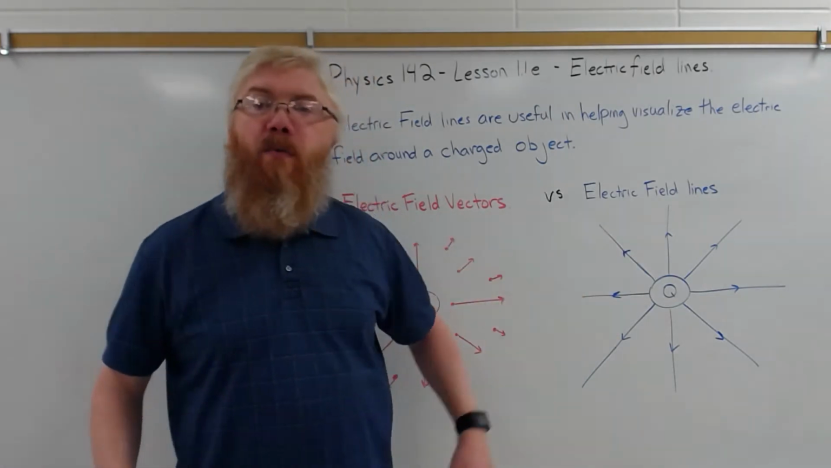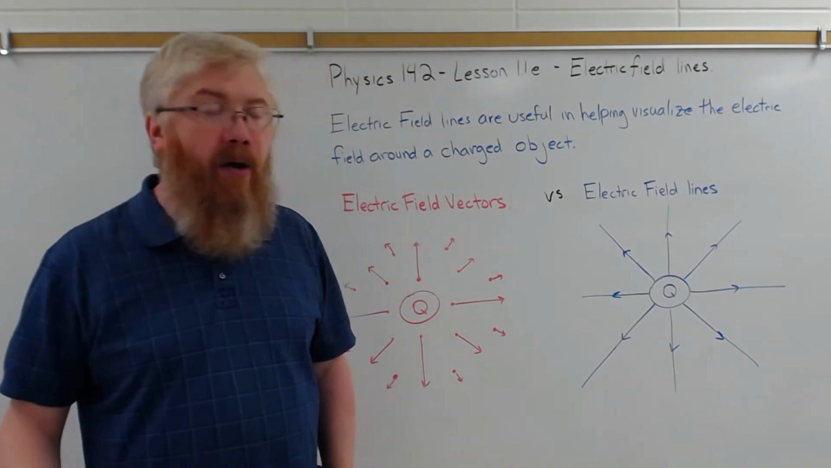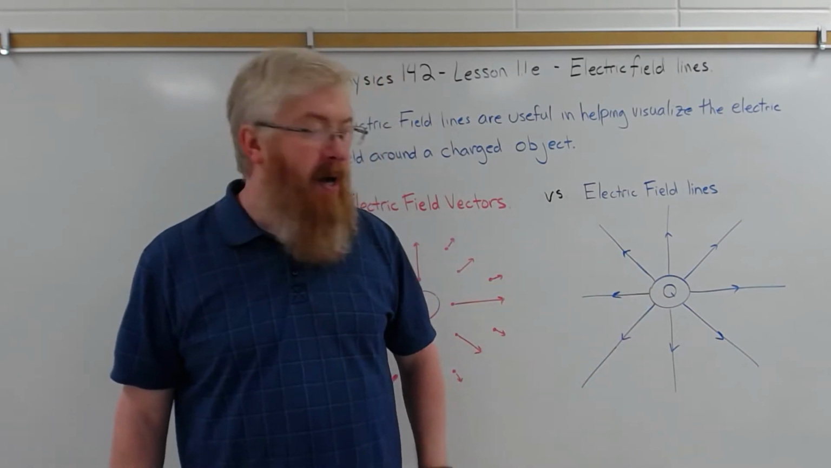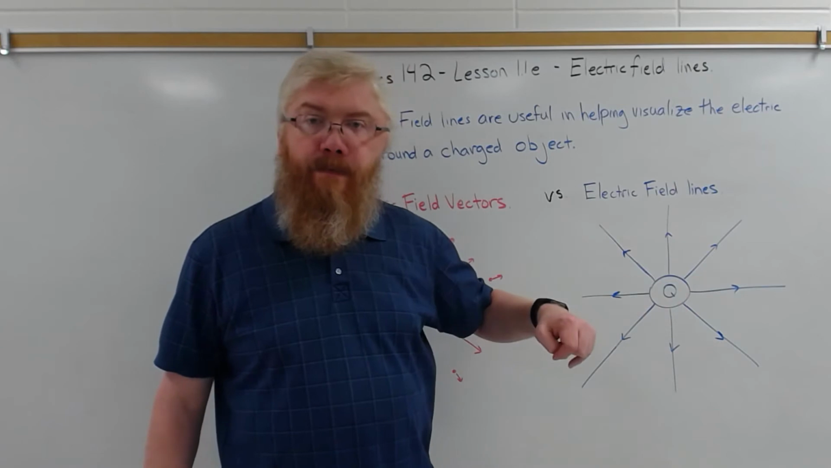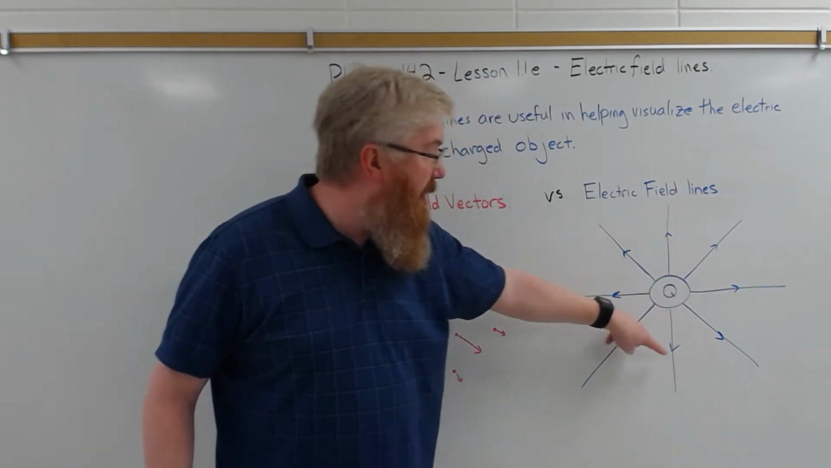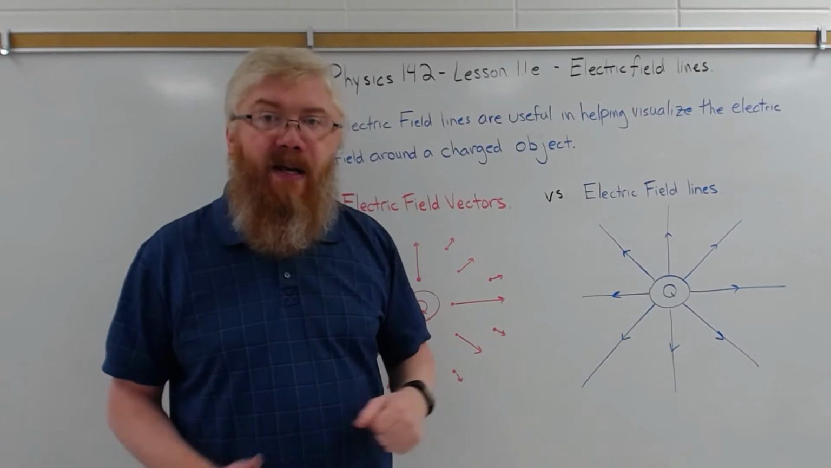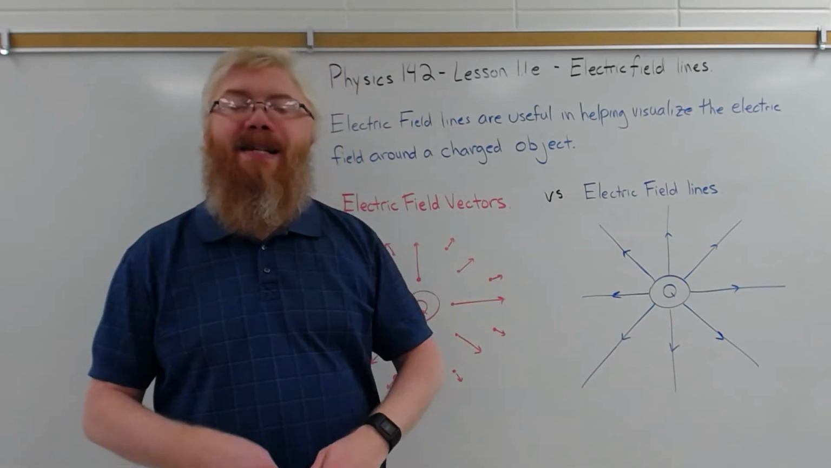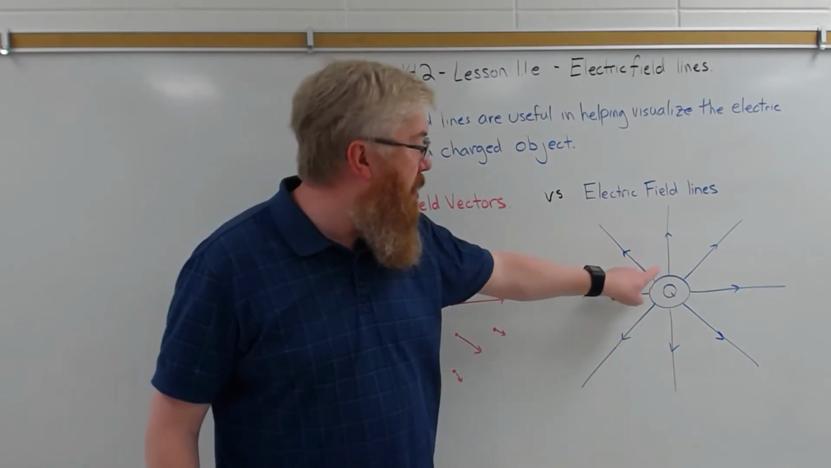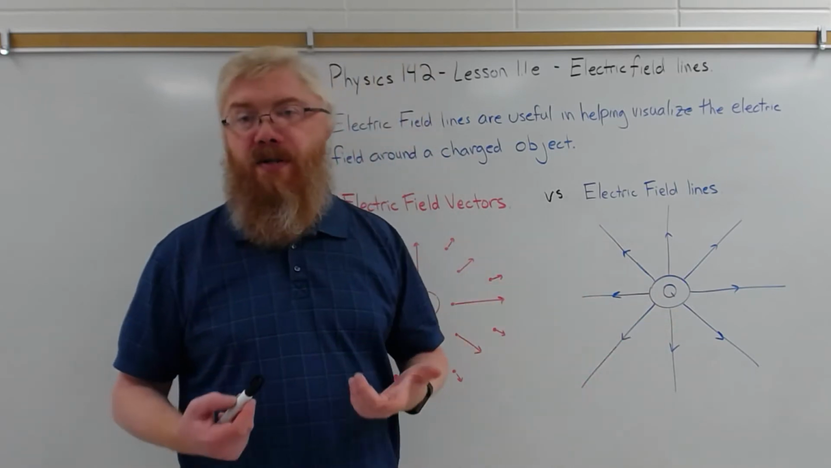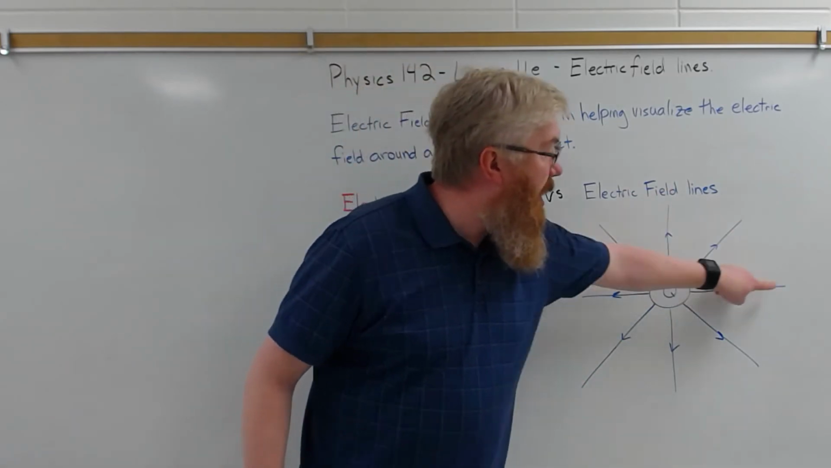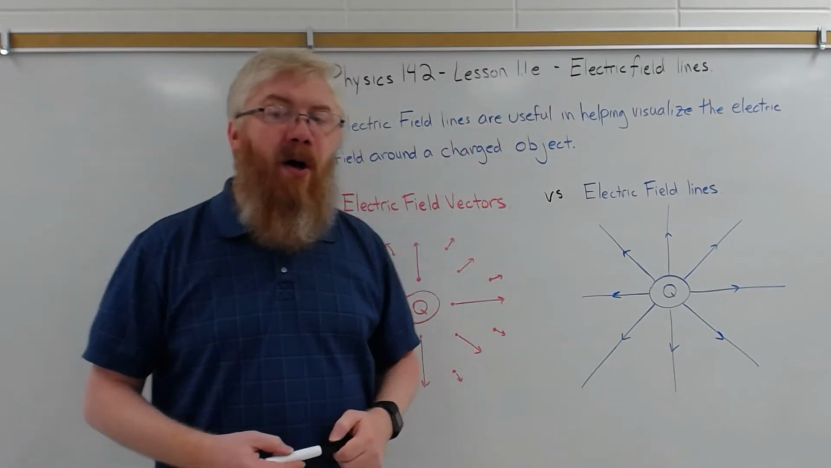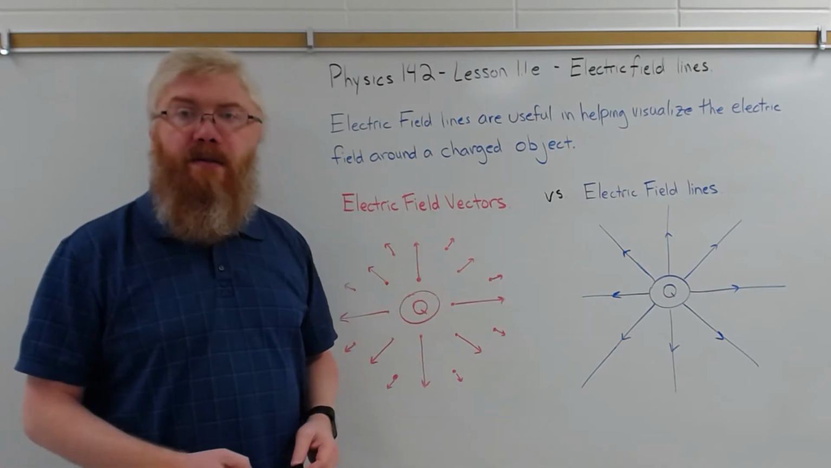The blue lines here, and we'll talk about how you draw them, emanate from this central charge, and they seem to go off towards infinity. I could continue to draw them out towards infinity if I wanted to. But the magnitude of the electric field depends on the density of the field lines. Where the lines are closer together, the electric field is stronger. As the lines diverge and become further apart, the electric field gets weaker. So let's talk about how to draw these electric field lines.